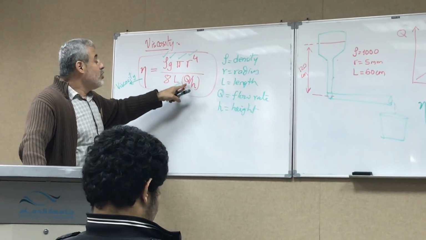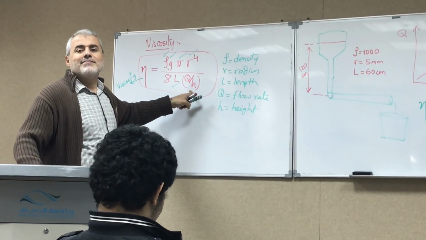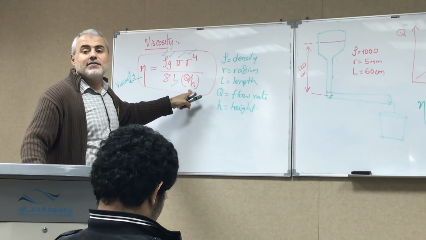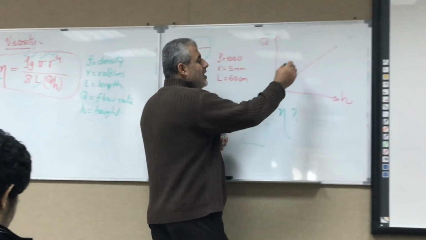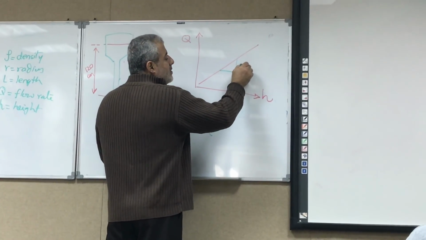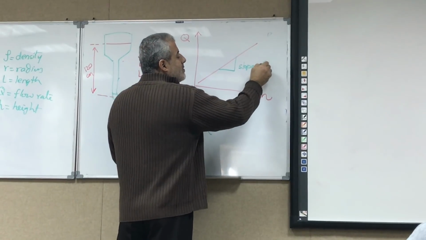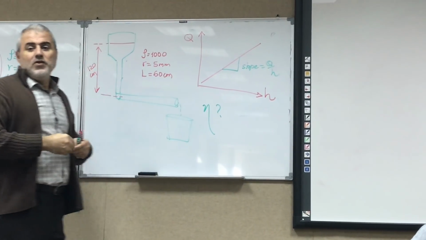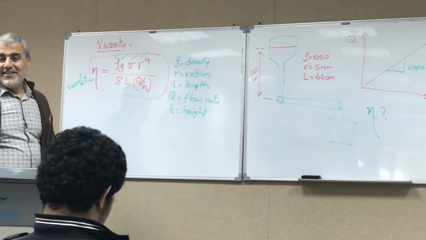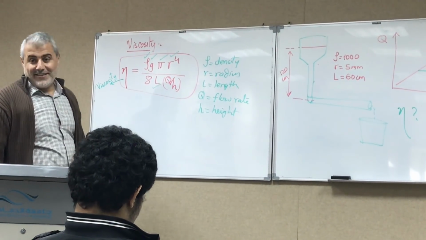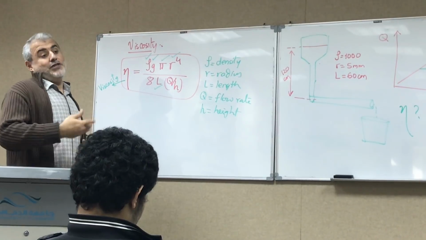L is given. Q over H, where do we get it from? From the graph. How do we find it? From the slope. Barakallah feekum, that's it. If you find the slope, you put all these guys in the formula, and you find eta. This is one question.